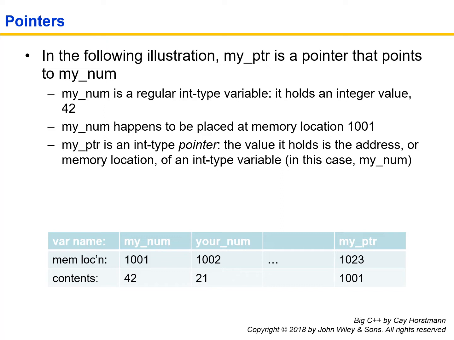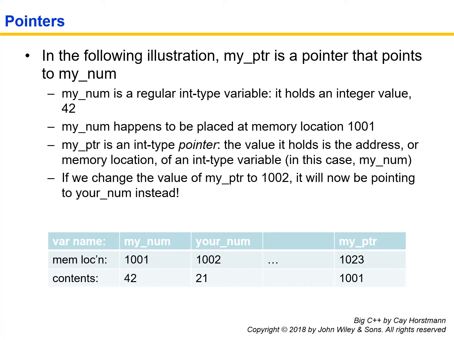myPtr is an int type pointer. That is, the value it holds is not an int, but it's the address or memory location of another int type variable. In this case, it holds the location 1001, which is the location of myNum. If we change the value of myPtr to 1002, it will now be pointing to yourNum instead. So an int type pointer can point at any other int type variable.